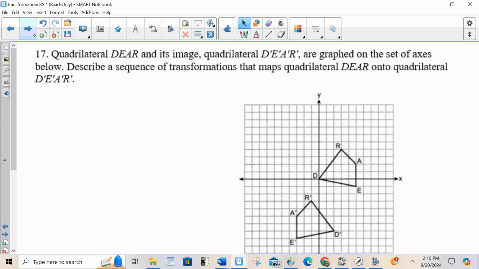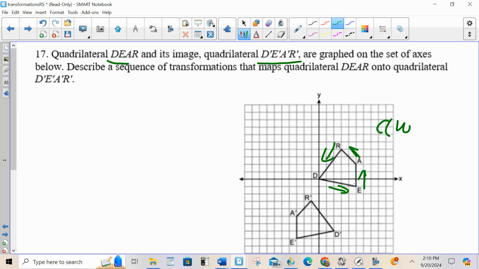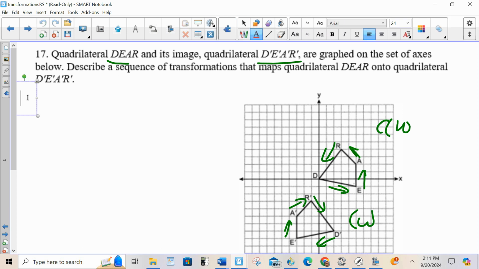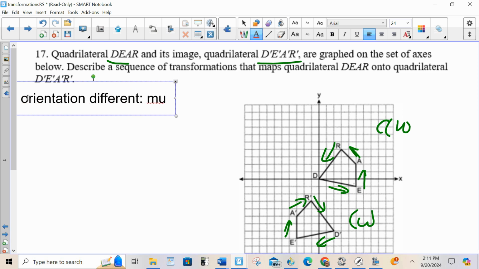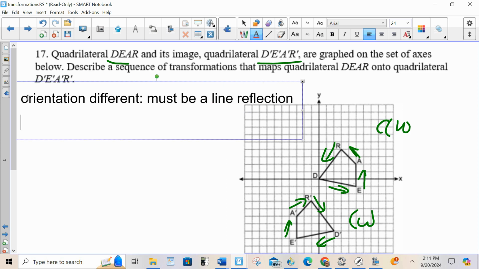Number 17, check for orientation. Oops. DEAR and DEAR prime. D-E-A-R, that is going counterclockwise. D-E-A-R, that is going clockwise. The orientation is different. If the orientation is different, it must be a line reflection followed by a translation.